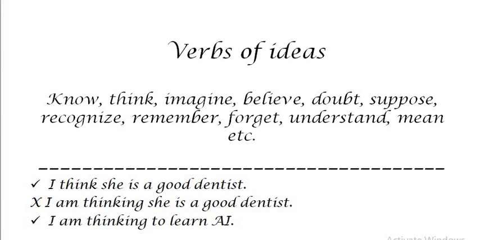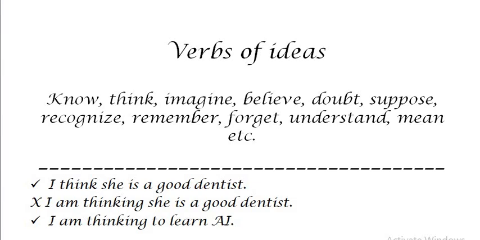Now the next one is the verbs of ideas. In verbs of ideas, we have verbs like know, think, imagine, believe, doubt, suppose, recognize, remember, forget, understand, mean, etc. So these are the verbs of ideas. Again, in these verbs of ideas, we don't use continuous form. Don't use the ing form. We should not say knowing, thinking, imagining, believing, doubting. No. We should say know, think, imagine, believe, doubt, etc.